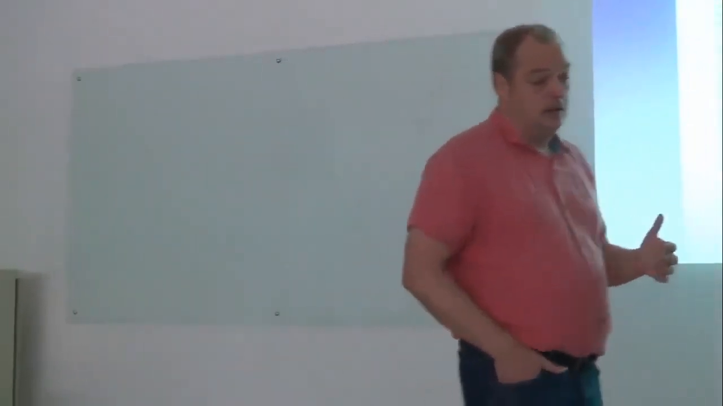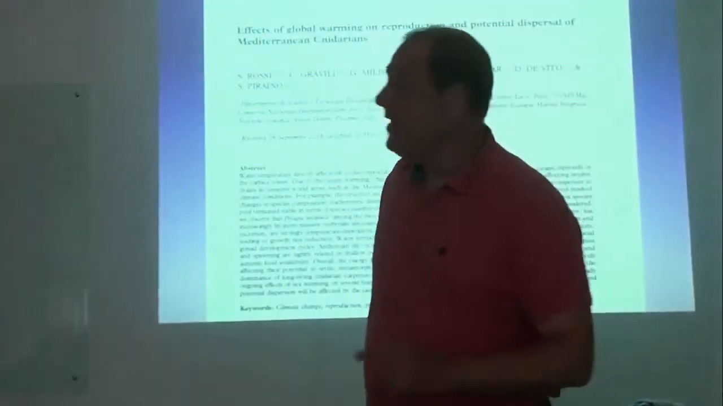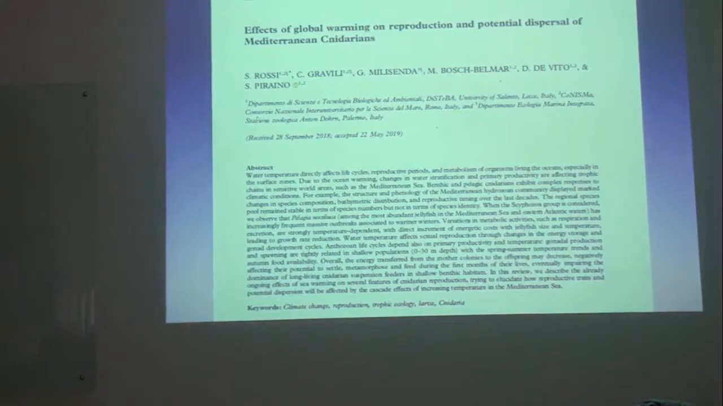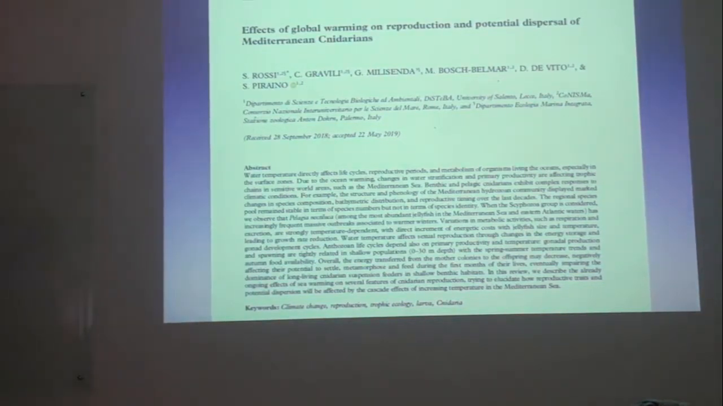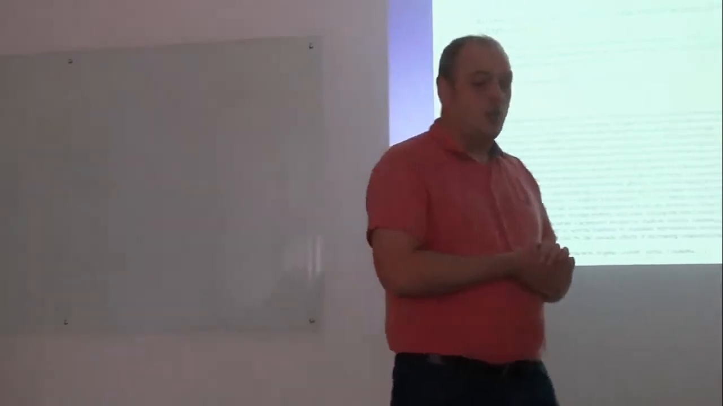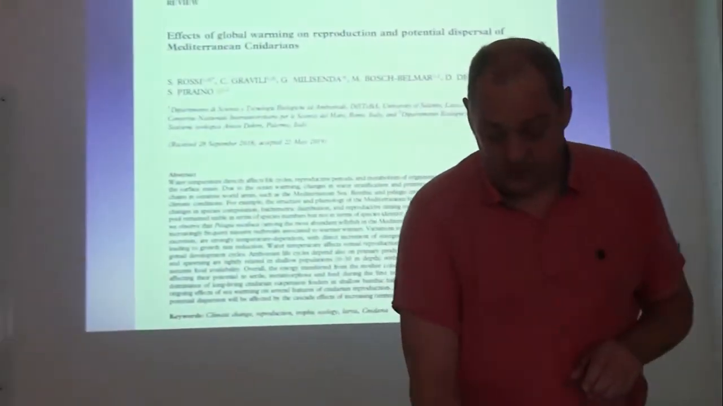And this other one, which is more related to the Mediterranean, but could also be interesting, is about the effects of global warming on reproduction and potential dispersion in Mediterranean areas. But many of these messages can also be translated to other places, to other systems that may have similar situations all over the world.